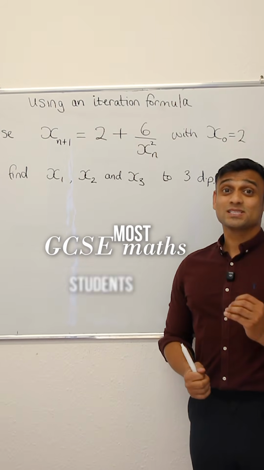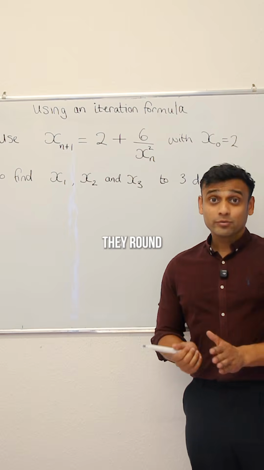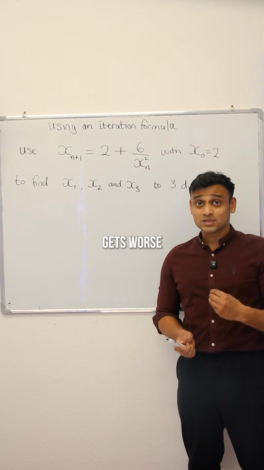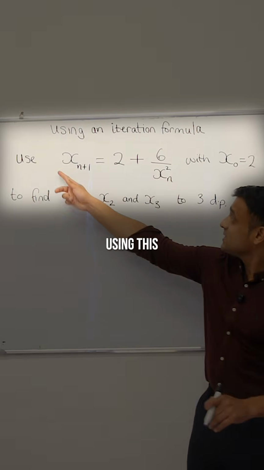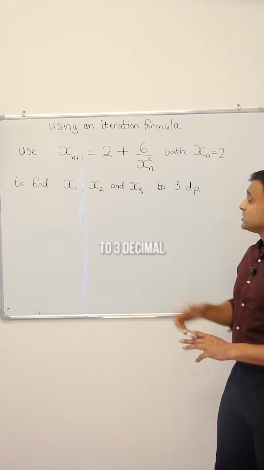Most GCSE math students lose marks on iteration questions because of one mistake. They round too early, and once that happens, every answer afterwards gets worse. Let's look at this example here. It says using this iteration formula with x0 equals 2, find x1, x2 and x3 to 3 decimal places.